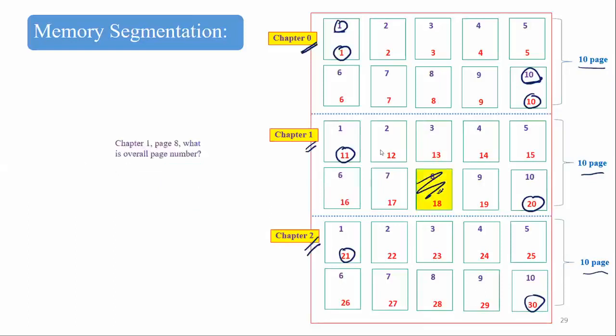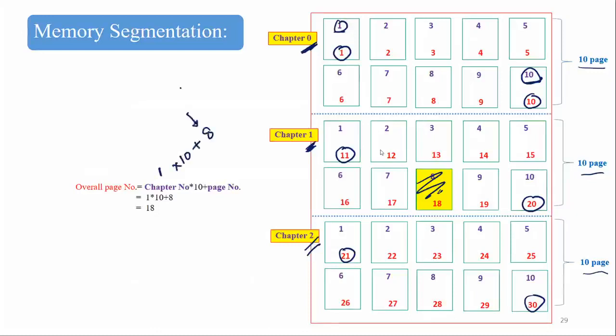So for this one, the page number is chapter 1 page 8. What is the overall page number? That is 18. So how can we calculate that 18? That is basically your chapter number. We have chapter 0 there, chapter 1 here. So for chapter 1, it is 1. Then we multiply with 10. Then we add the page number of that particular chapter. So that gives us 18. That is the overall page number.